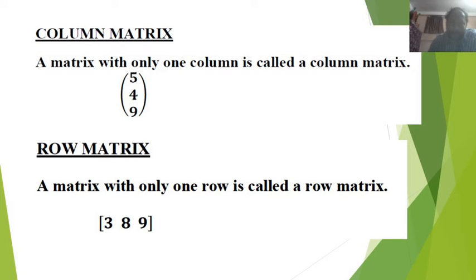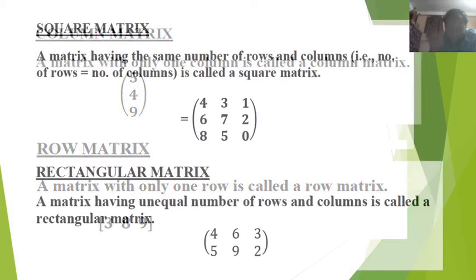What is a column matrix? A matrix with one column is called a column matrix. An example is 5, 4, 9. This has one column and 3 rows, so it is a 3 by 1 matrix. So the column is 1. Row matrix. What is a row matrix? A matrix with only one row is called a row matrix. 3, 8, 9. This has only one row and the columns are 3, so it is a 1 by 3 matrix.